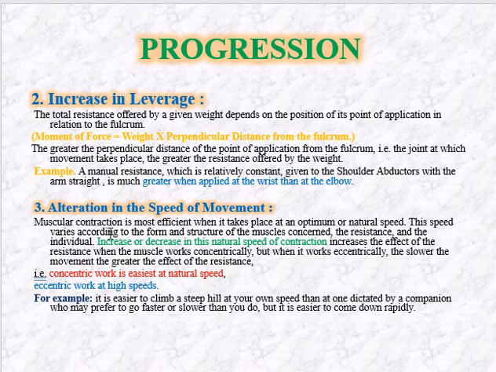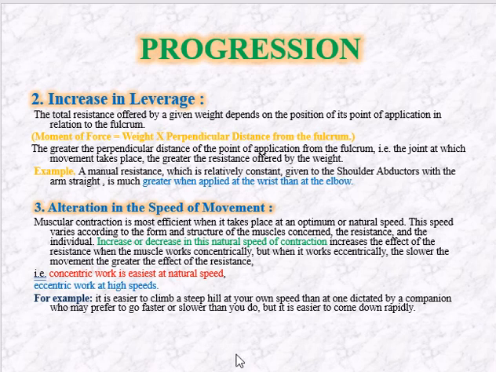Alteration in the speed of movement. Muscle contraction is more efficient when it takes place at an optimal or natural speed. This speed varies according to the form and structure of the muscle concerned, the resistance, and the individual. Increase or decrease in the natural speed of the contraction increases the effort of the resistance when the muscle works concentrically, but when it works eccentrically, then the slower the movement, the greater the effect of the resistance.